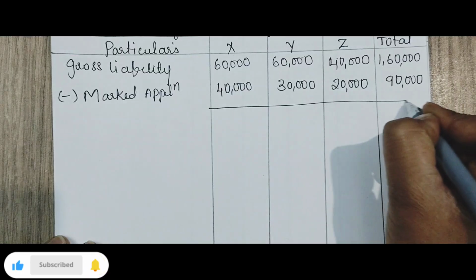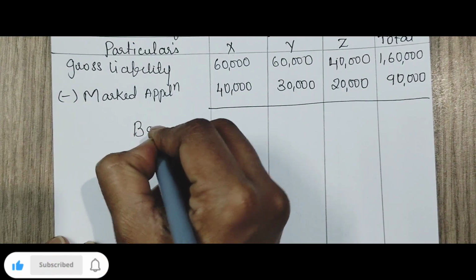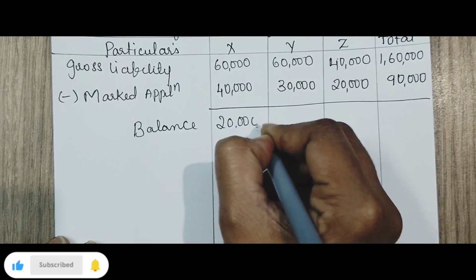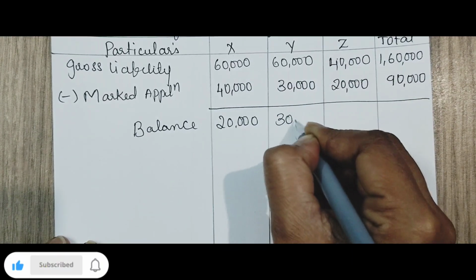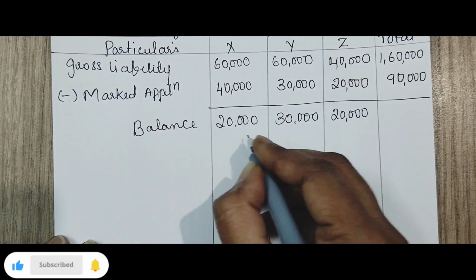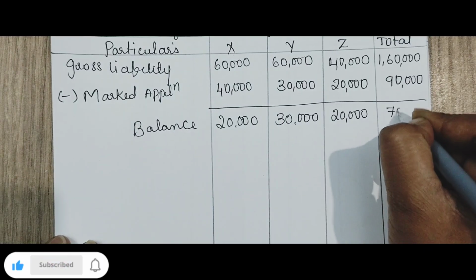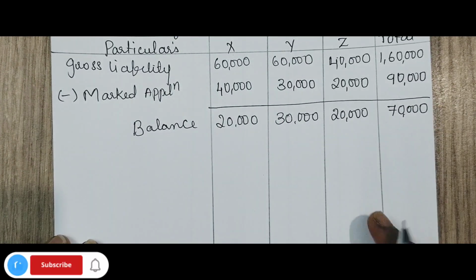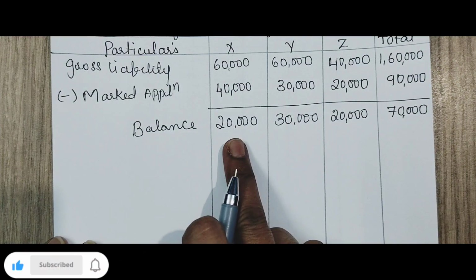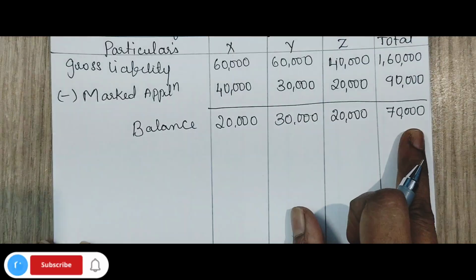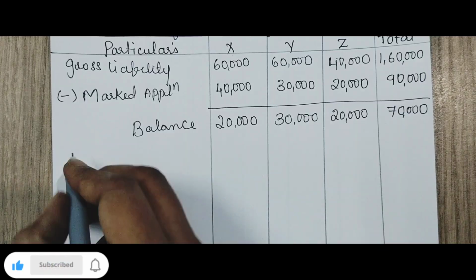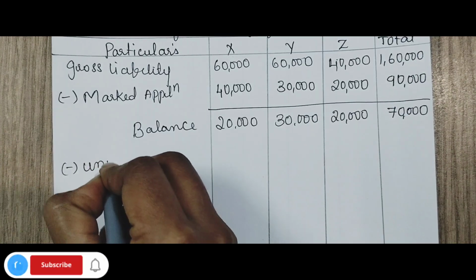Now, balance. 60 minus 40, 20. 60 minus 30, 30. 40 minus 20, 20. It is 70,000. 1,60,000 minus 90 also it will come 70,000. 20 plus 30 plus 20 is also 70,000. Now you need to minus the unmarked applications.